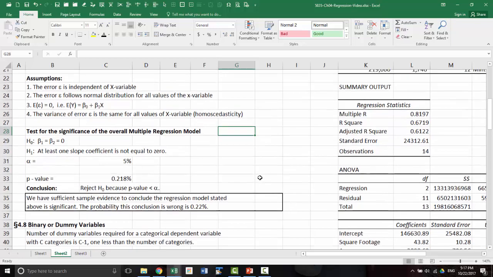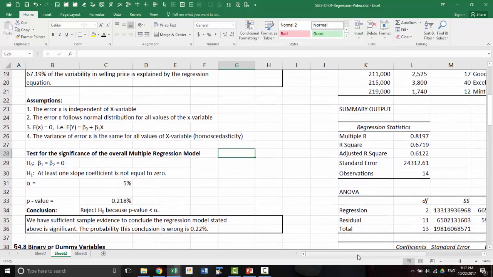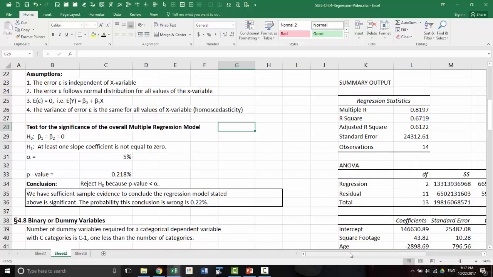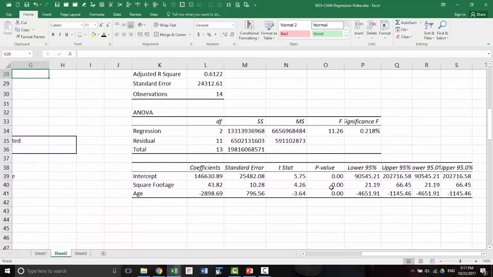Now we can look at individual significance also. Right now, this is overall significance, right? Both slope coefficients are 0, or at least one is different from 0. So now that we have rejected, we don't know which one is different from 0. Are both of them different from 0, or just one of them? If so, which one? And for that, we can use the individual p-values.